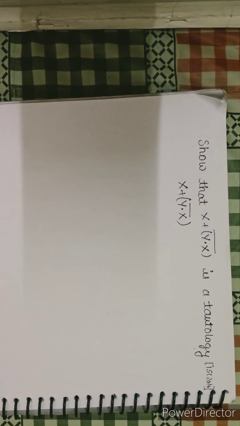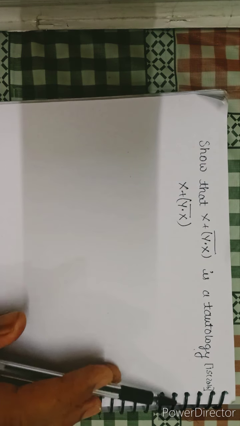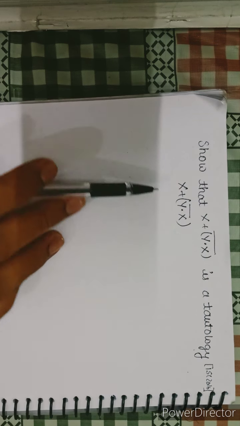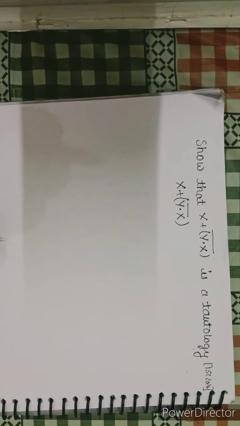Now we will be solving a question which came in ISC 2016. The question is, show that (X plus Y dot X) whole bar is a tautology. So the compound proposition is X plus Y dot X bar. We will do this in two ways: first by the algebraic method, then by the truth table method. So first is the algebraic method.